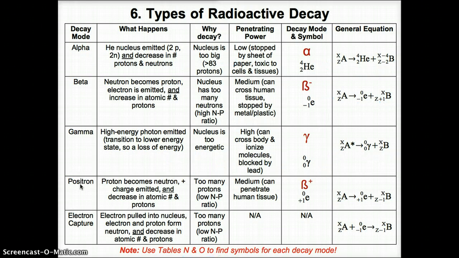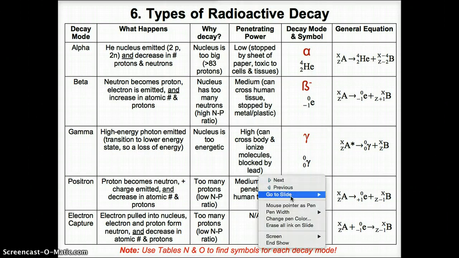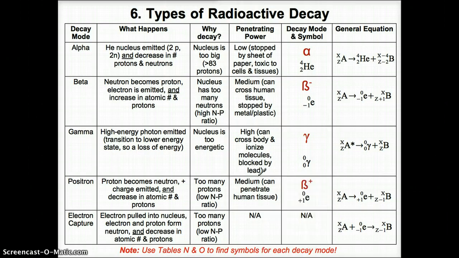Okay. Next, when positron decay occurs, a proton becomes a neutron. A positively charged particle with mass 0 and charge +1 is emitted, and the number of protons and atomic number will both decrease. Now, positron decay occurs because there are too many protons in the nucleus, or the neutron-to-proton ratio is low. Hence why positron decay converts some of these protons into neutrons, so that you can bring up the neutron-to-proton ratio and make it more stable. Now, positron decay is medium in power, much like beta decay, so positron particles can penetrate human tissue, but they cannot ionize or pass through many metals like gamma can.